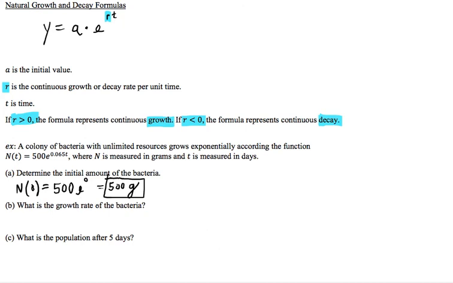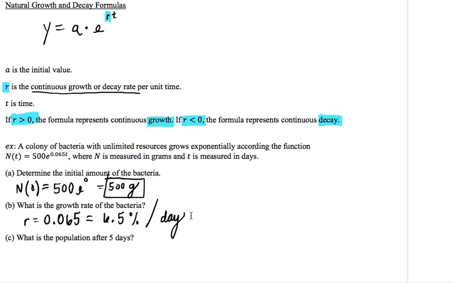Now it says, what is the growth rate? The growth rate is right here, it's the continuous growth or decay rate. That's r. Okay, in this case, r is equal to 0.065, but typically if you're asked what is a growth rate, you would probably answer as a percentage. So moving this decimal over, this means 6.5% per, we are in days, 6.5% per day. That's how much it's increasing by every day.